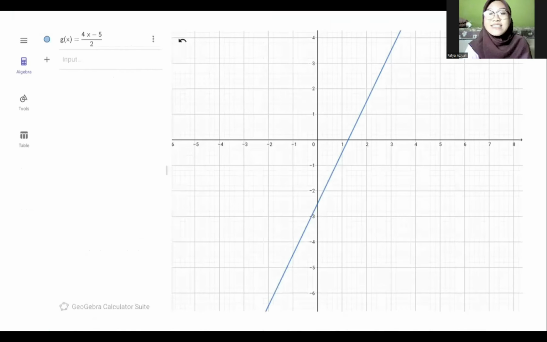It's pretty easy, right? So this is the graph. This is the graph of a function. It's familiar, right? So draw the graph before this.